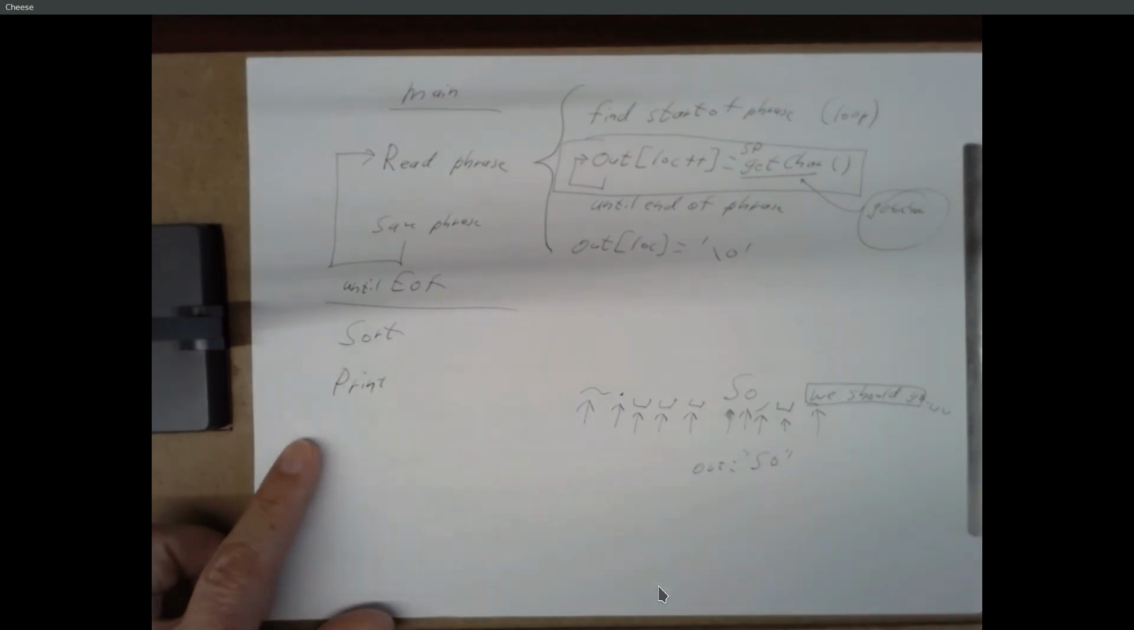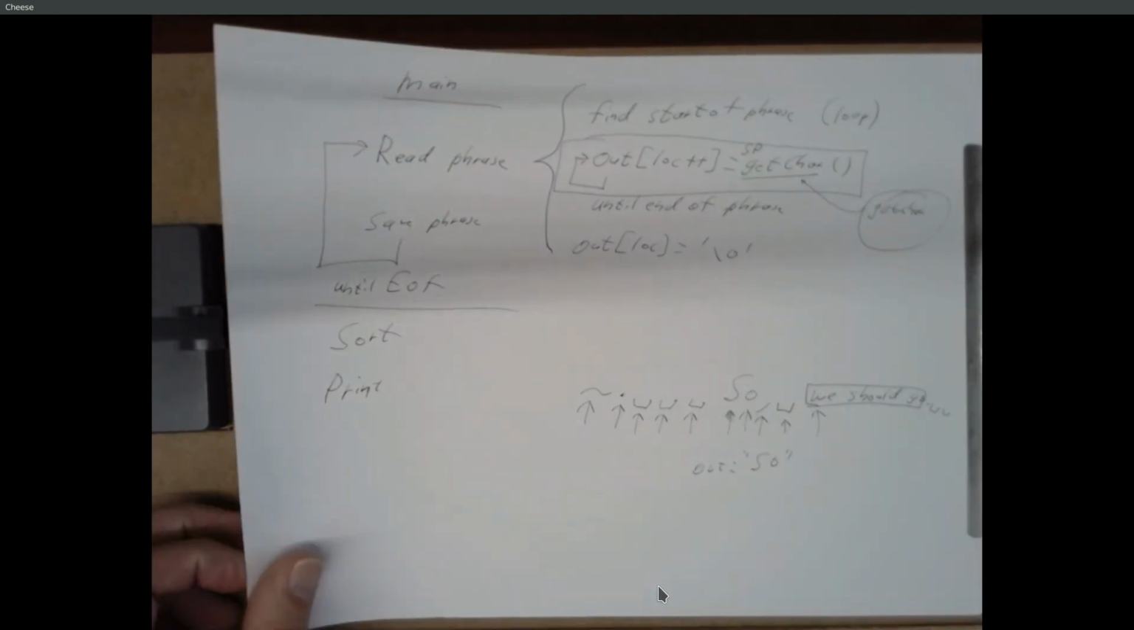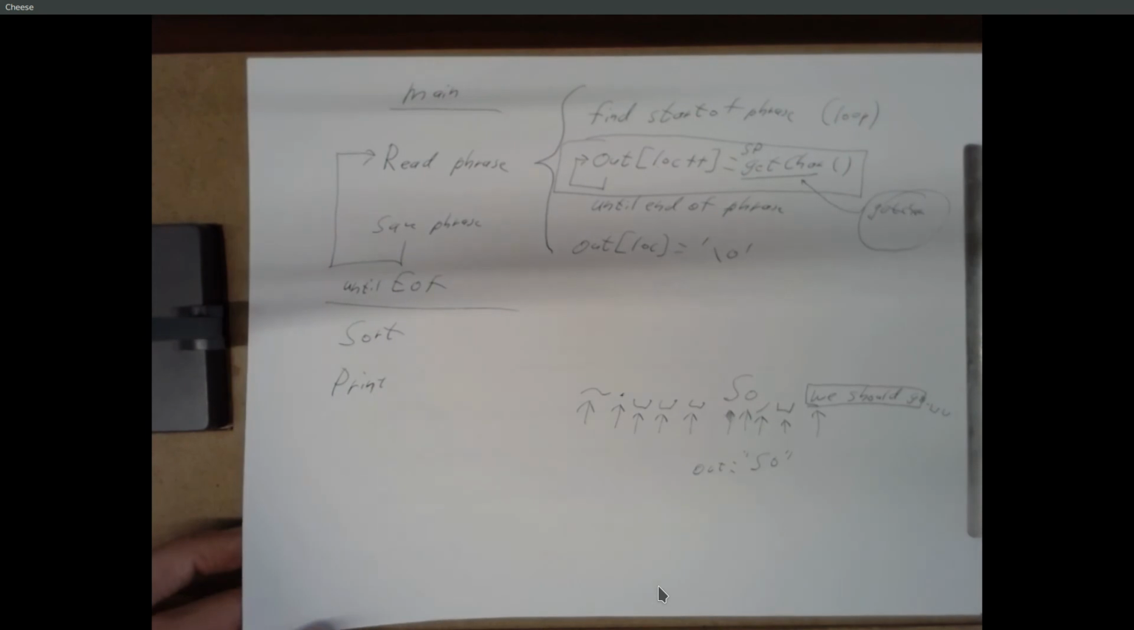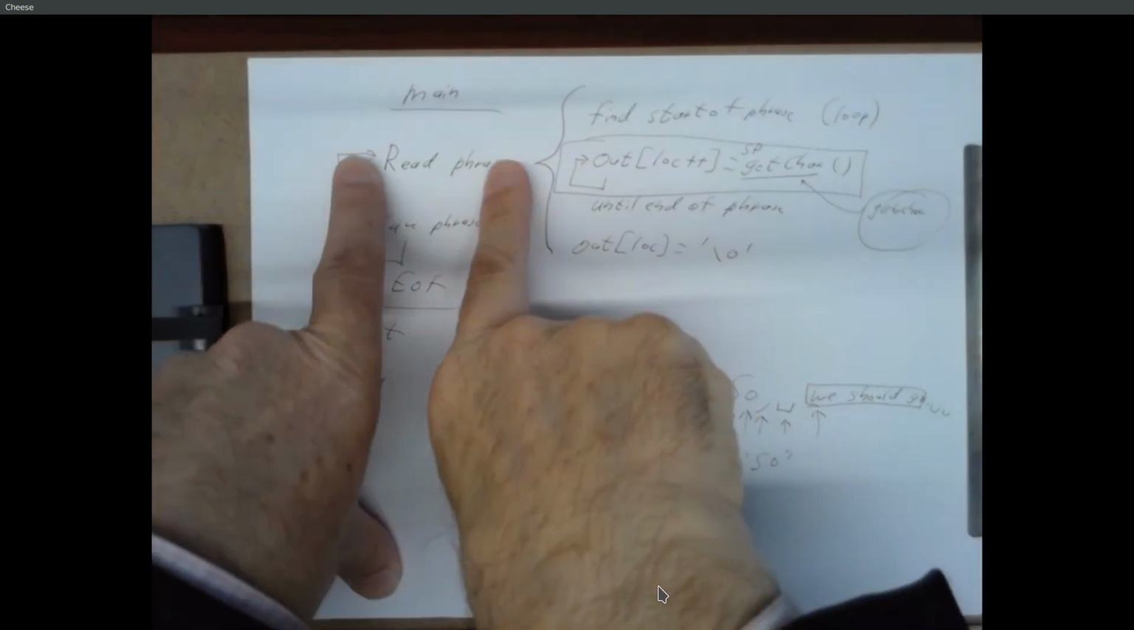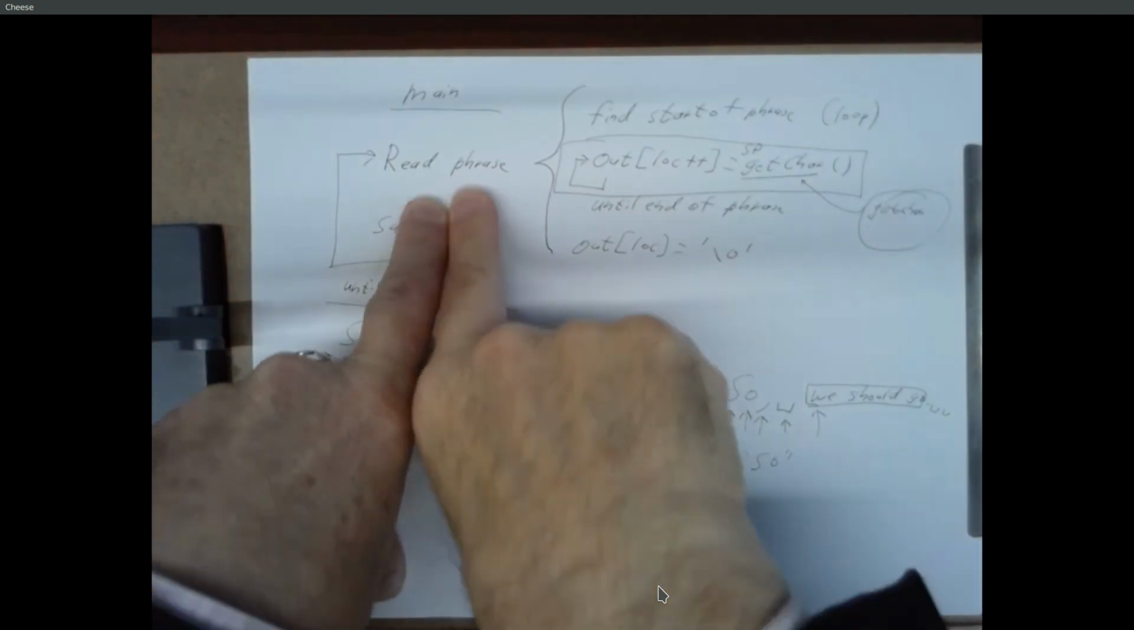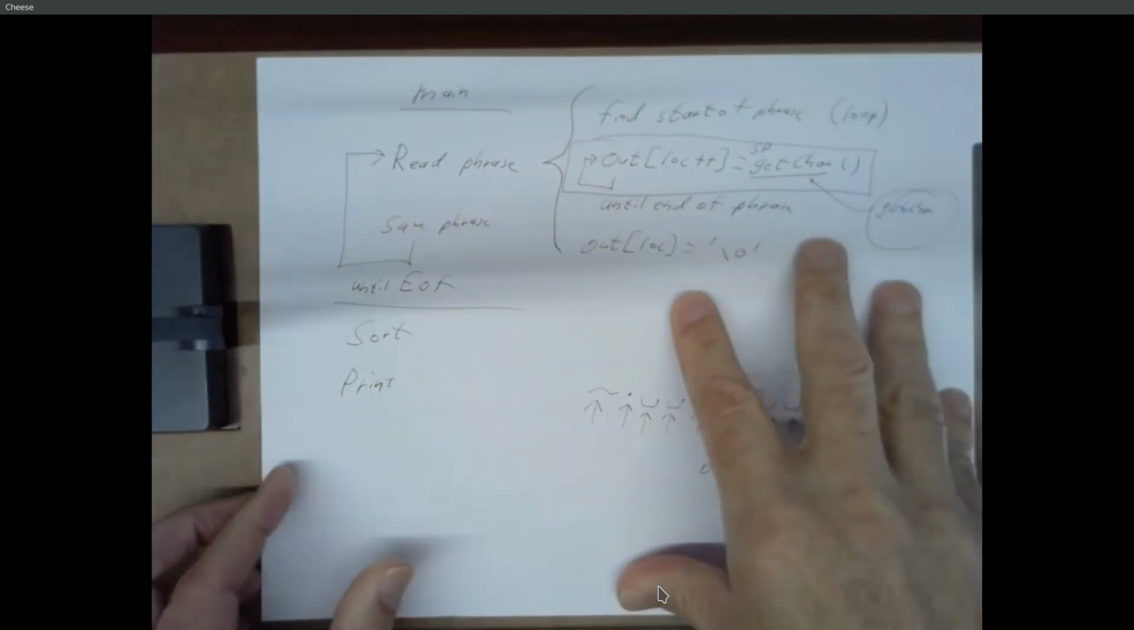And print is just a for loop. Right, for i equals 0, i less than dictionary length, print string length of dictionary i, and print dictionary i with a %s. So the real challenge is the read phrase and the save phrase. Okay, read phrase, hopefully you've got an idea. Now, how do you save a phrase?